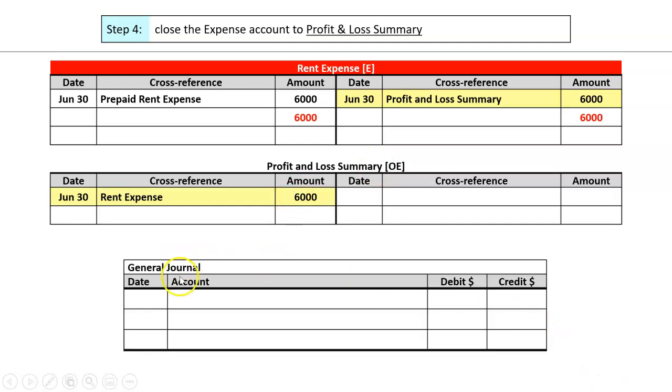I always do that in my general journal. What did I just do? I did a debit to the profit and loss summary, and I did a credit to the rent expense account, and I just make a little narration, maybe closing the account or something.